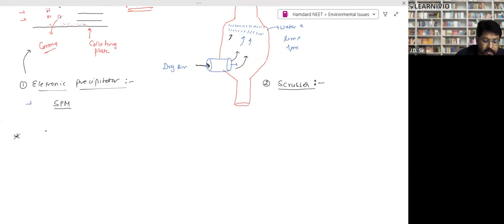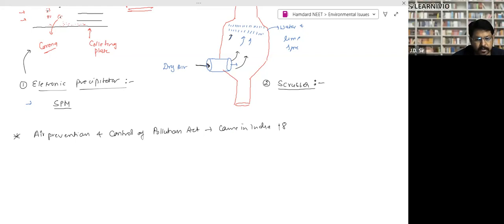So, Air Prevention and Control of Pollution Act that came in India in 1981, right? 1981. This Air Pollution Control Act, right?